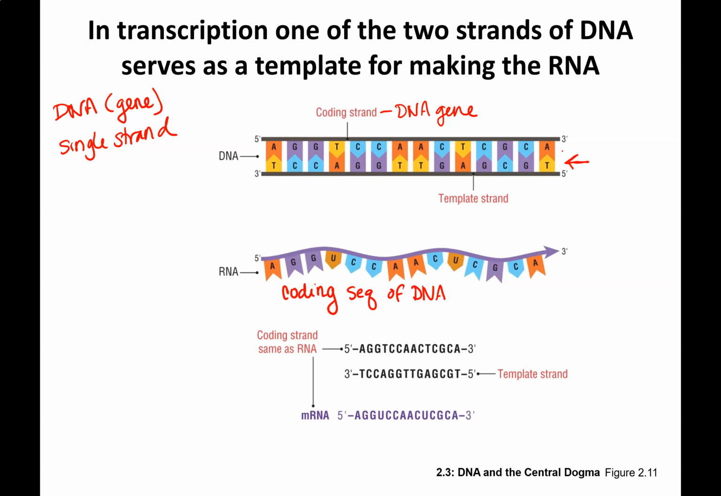So when we use the coding strand of our RNA, we are going to take that RNA strand and use that to make our protein. So our DNA coding strand is going to be the same as our RNA that is used to make the protein. Now that RNA is called messenger RNA, because it is taking the genetic message from DNA and using it to make a protein.